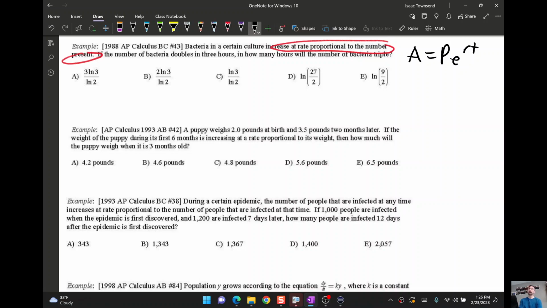And then honestly, calculus is done. Everything else is going to be like advanced algebra, harder than you did in Algebra 2. You might have done a touch of this in pre-cal, I don't remember. But it says if the bacteria doubles in 3 hours, so let me plug that information in.